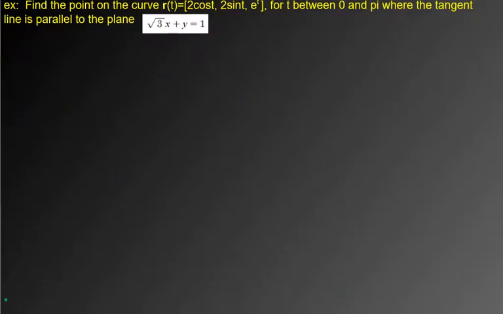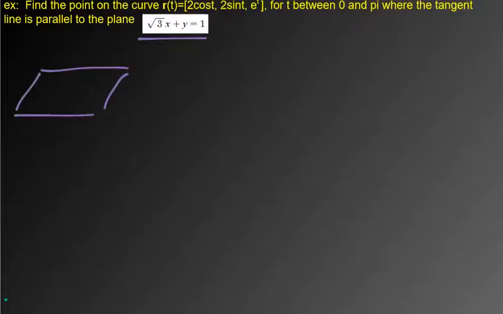All right, this problem is kind of weird, and I like to draw a picture for this one. It says, find the point on the curve for t between 0 and pi where the tangent line is parallel to the plane. So what I would do first is just draw this picture.